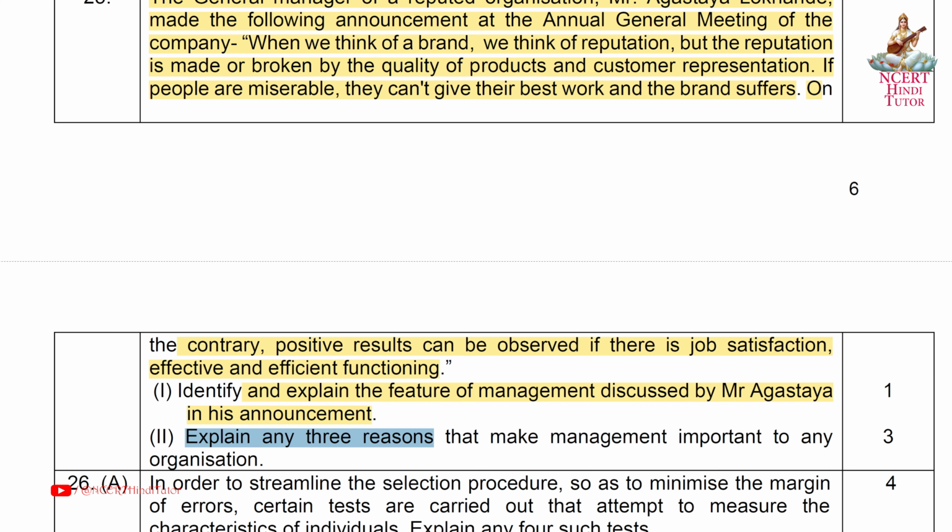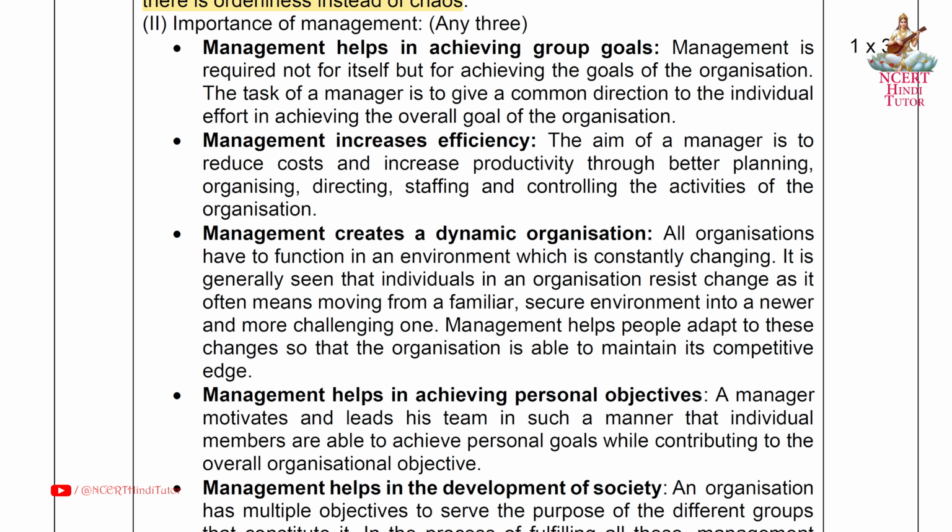Second, explain any three reasons that make management important to any organization. Answer: importance of management. So friends, you can write any 3 points. First, management helps in achieving group goals. Management is required not for itself but for achieving the goals of the organization. The task of a manager is to give a common direction to the individual effort in achieving the overall goal of the organization.